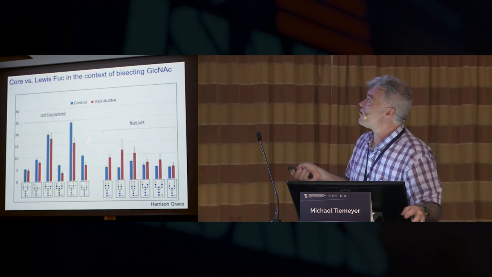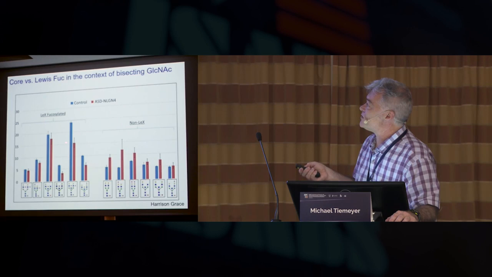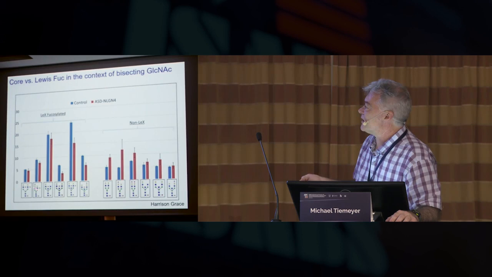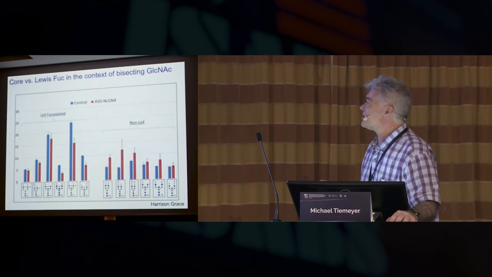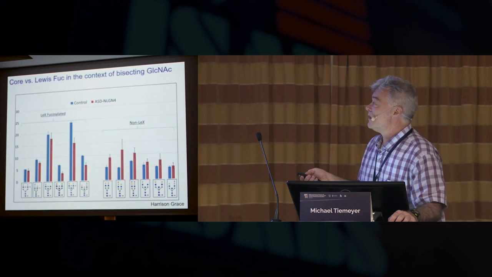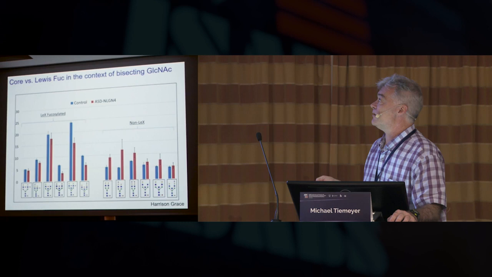So if you drill into this core versus Lewis fucosylation, in the patient neurons, we saw significant decreases in outer arm or Lewis type fucosylation on bisected glycans, but not on the non-bisected glycans. So here's a non-bisected, really no change, really decrease in fucosylation only on these bisected structures, and increased core fucosylation, or increased fucosylation on the core, but not in the context of Lewis X, but only on non-bisected glycans. So this sort of precursor product relationship in which fucosylation is favored on the core in the patient, but not on bisected glycans in the patient.